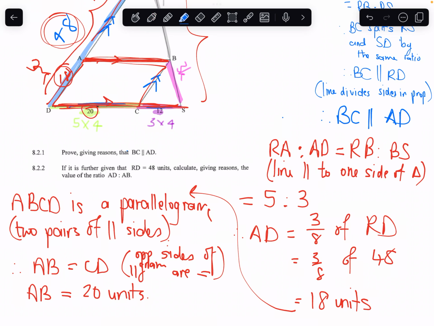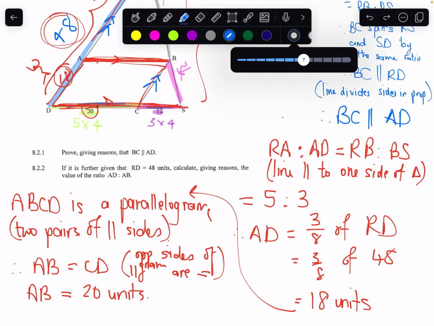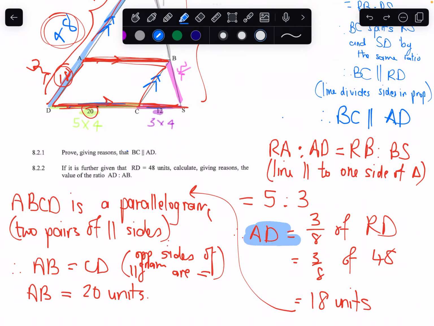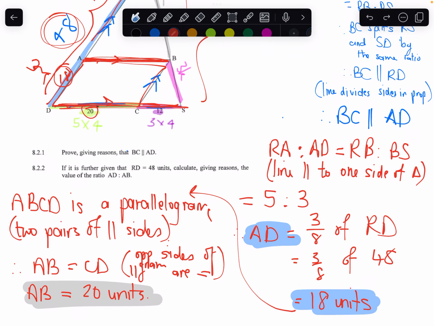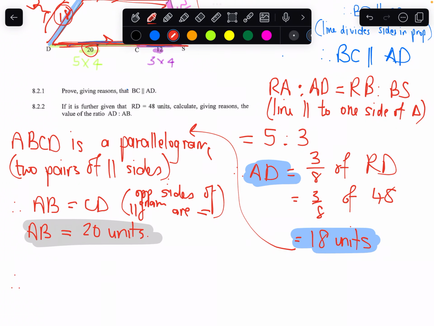So now we've got our AD. AD is 18 units and AB is 20 units, so we can work out this ratio now. The ratio of AD to AB will be 18 to 20. The highest common factor of 18 and 20 is 2, so we divide both sides by 2 and we get 9 to 10. Right, let us verify. We do indeed have 9 to 10 as our final answer. Perfecto.